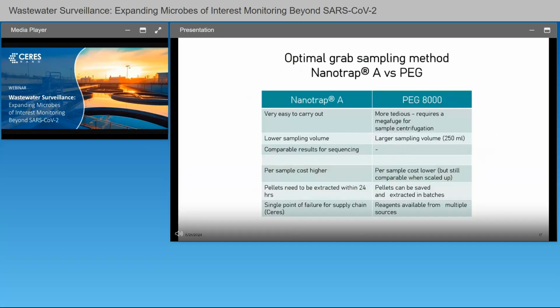So now the question in our minds is, do we go ahead with Nanotrap A or do we use PEG? Just to remind you, our aim was to narrow down on one or two sampling methods that are scalable and transferable to other labs in India. CMC Vellore is highly specialized; our lab is highly specialized for ES. We have been doing it for multiple years. But can we write an SOP or a protocol that other labs in India, which may not have access to this specialized equipment, will be able to follow?